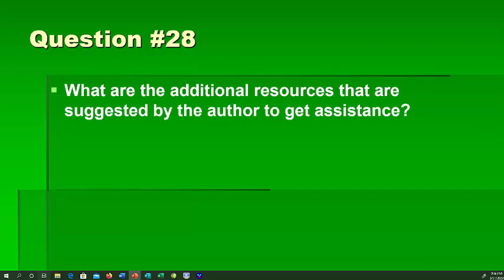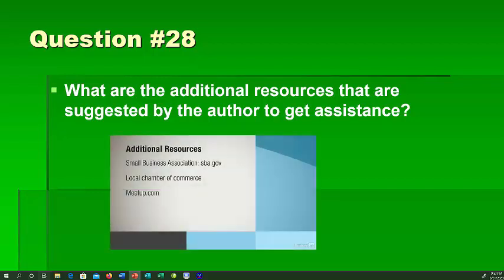What are the additional resources that are suggested by the author, by Dana, to get assistance? And he talks about the SBA. I think that's great. Local Chamber of Commerce, they can be good and bad, but it's worth looking into. And he also talks about meetups. I'm going to say generally it's networking. So meetups are a way, it's a more current way of doing networking. Rotary clubs, that used to be a way of doing it, getting out into the community. So yeah, and there are other ways to network as well.